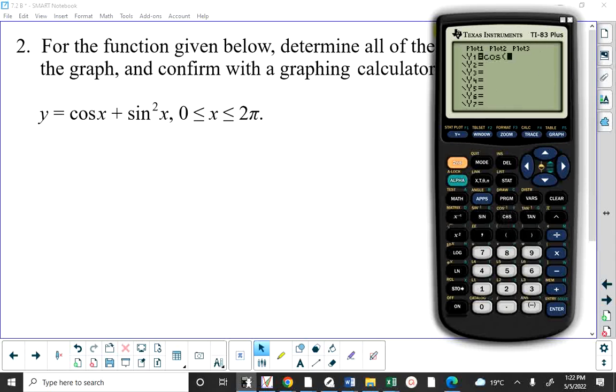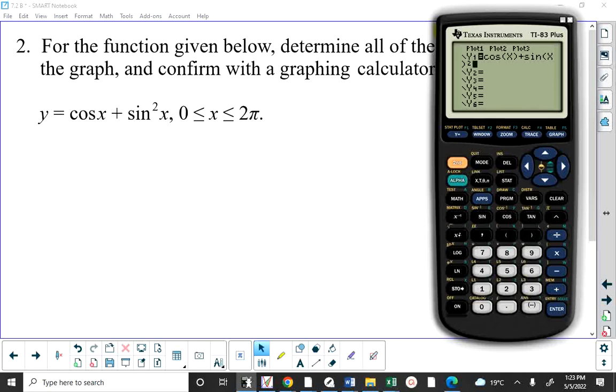I have cosine of x plus sine of x quantity squared. And again, Arden, we were having this discussion as well with logarithms. I know that when you type sine bracket x bracket squared, to me it looks like that squared is only being applied to the x. But it is in fact squaring the whole sine. Okay.